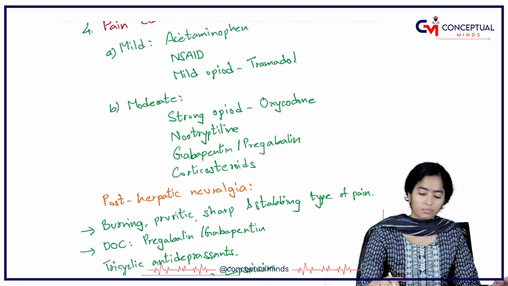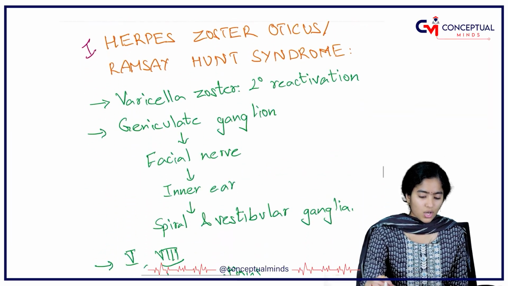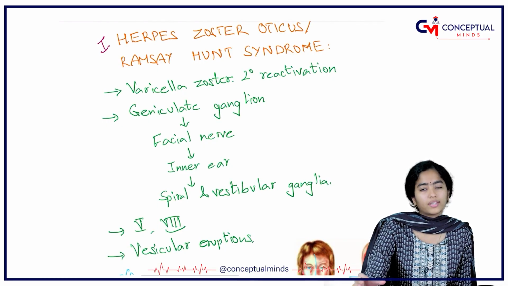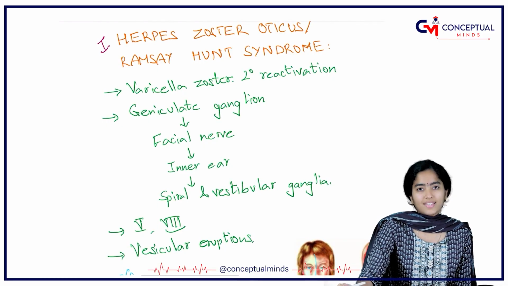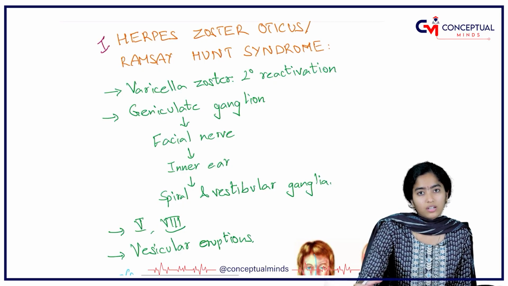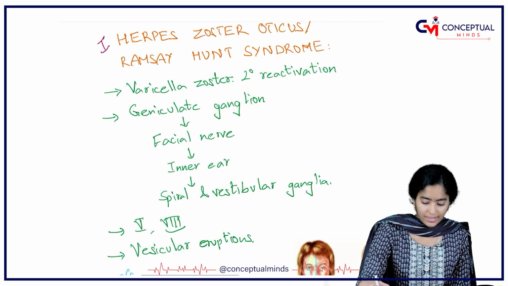So let me quickly summarize herpes zoster oticus. It is caused by secondary reactivation of the Varicella zoster virus, which was lying dormant in the geniculate ganglion, the sensory ganglion of the facial nerve. And this usually happens when there is a physical or a psychological stressor or during an immunocompromised state.